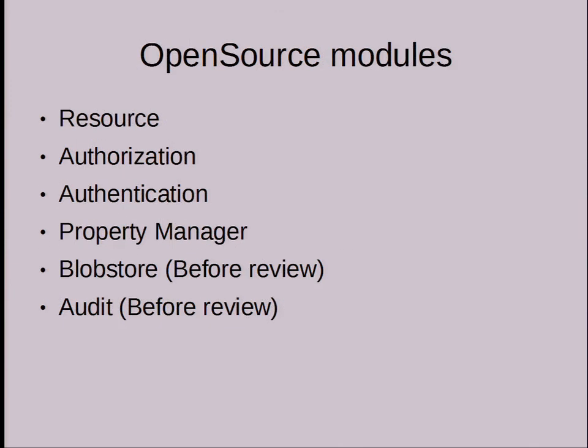And I would like to list some other open source modules we have. We are generating them one by one. Resource is already there. Yes, it's the central of everything. Authorization is already there. It has a very good performance test. It can handle about 1,000 permission checks per millisecond. So it's pretty fast, a permission check, and it also supports query enhancement.